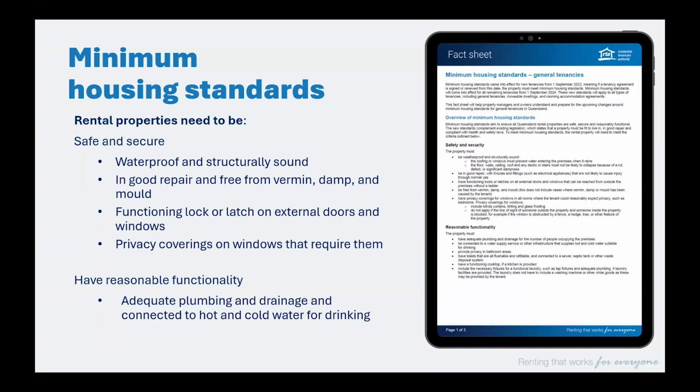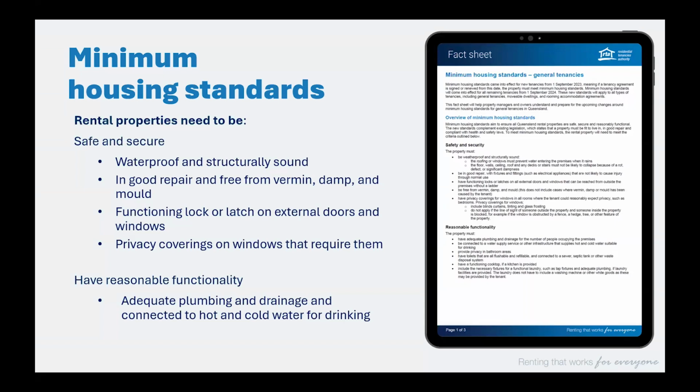Minimum housing standards apply to all types of tenancies, including general tenancies, movable dwellings and rooming accommodation agreements. The list of standards on the slides is not exhaustive, and we recommend accessing the Minimum Housing Standards fact sheet from our website to familiarise yourselves with the full requirements. But I will point out a couple of things.